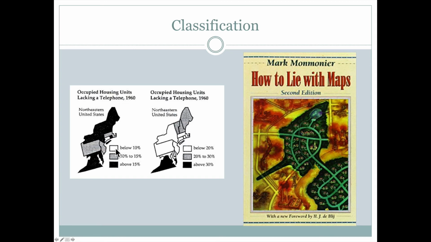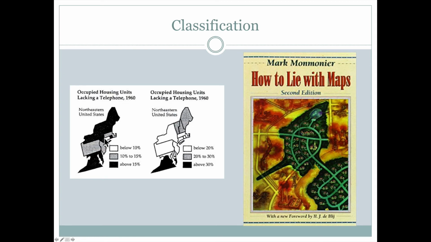This shows where housing units lacking a telephone is below 10%, and there's only 1 state that's like that. But if we change that to below 20%, now look at all the states that are like that. And you can also see these 2 categories have changed as well. This goes from 10 to 15, now it goes from 20 to 30, and this used to be above 15, now it's above 30.